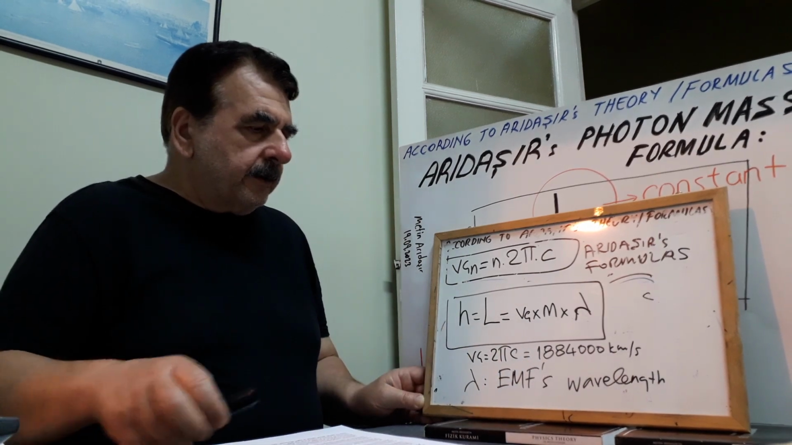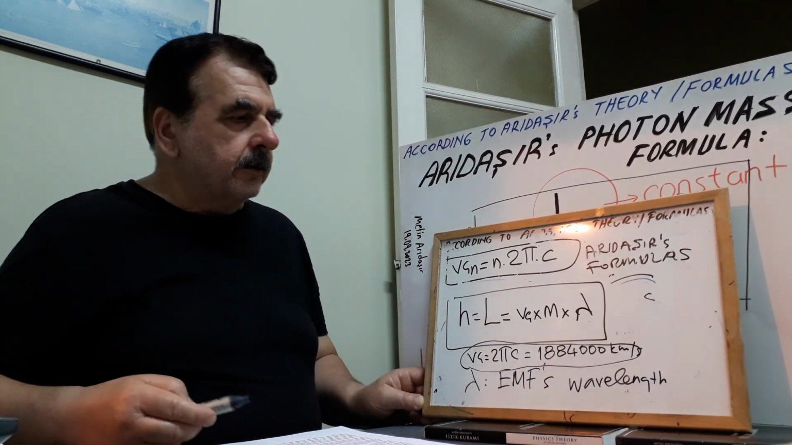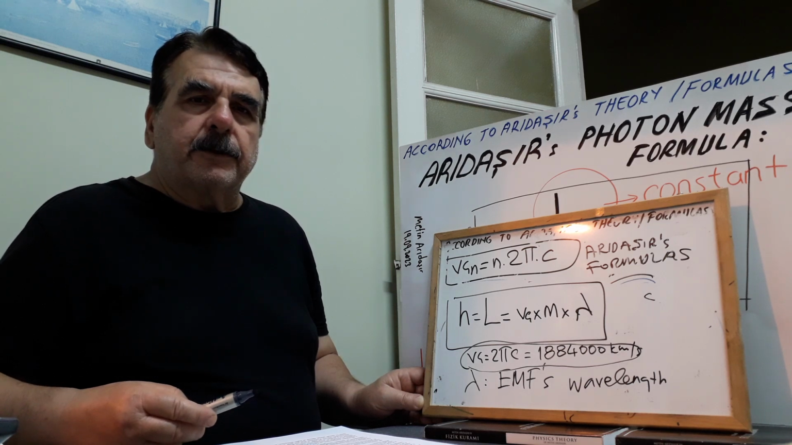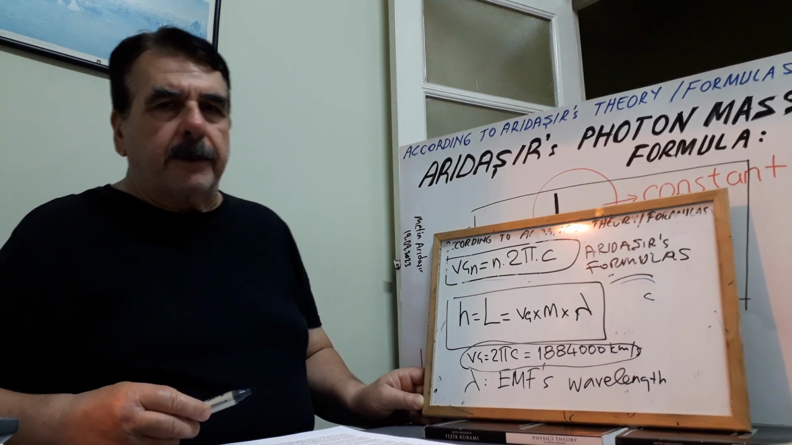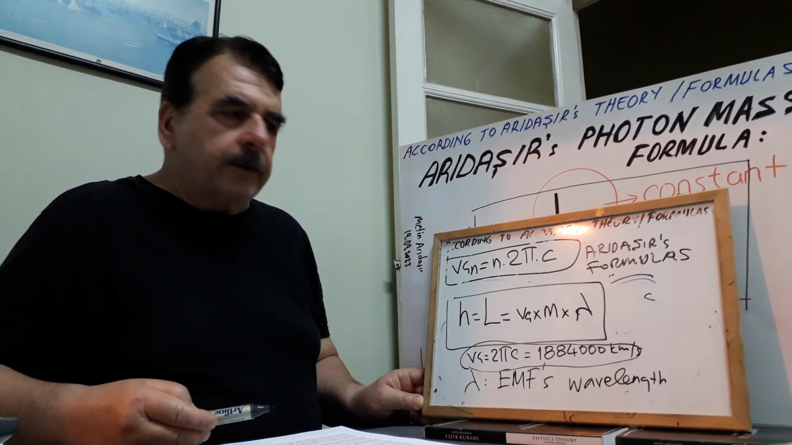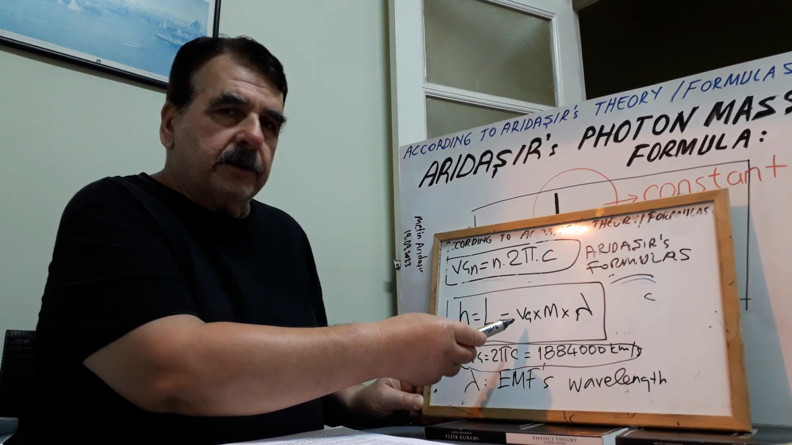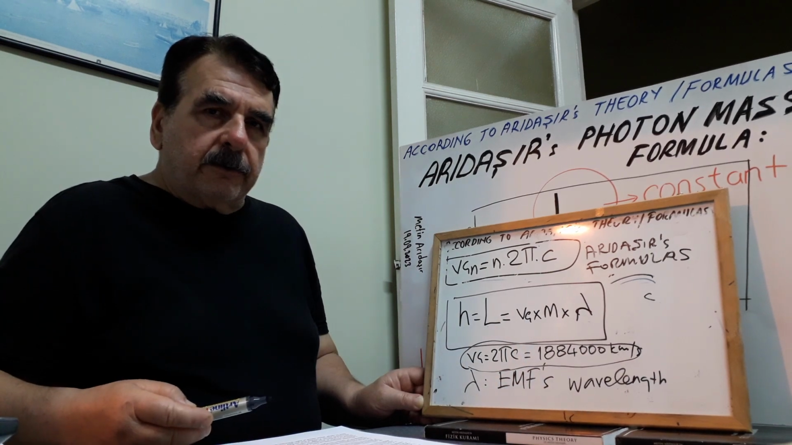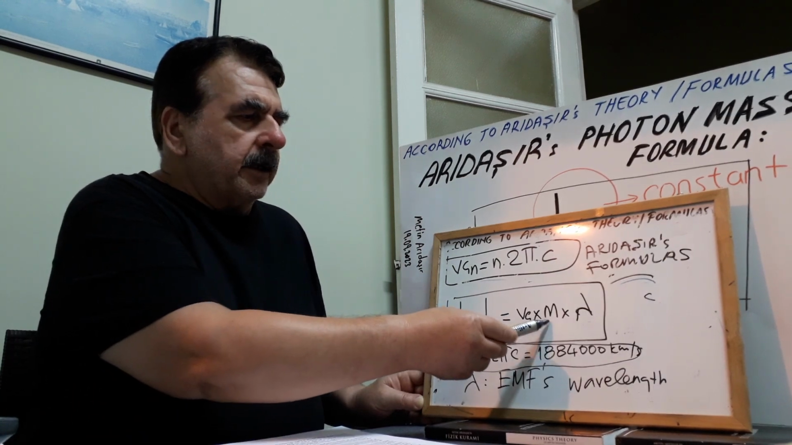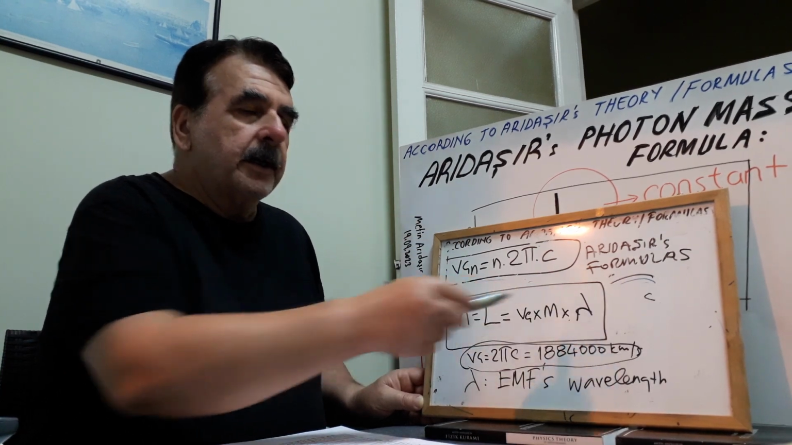This is constant: 2 pi c, or 1,884,000 km per second, 6.28 times greater than the speed of light. Here, the angular momentum of a photon is equal to vc, the constant linear velocity for the first cycle, multiplied by mass, the linear velocity component mass, multiplied by lambda.